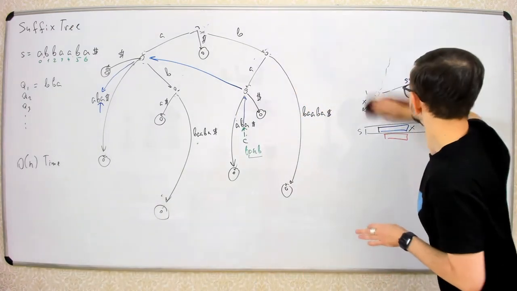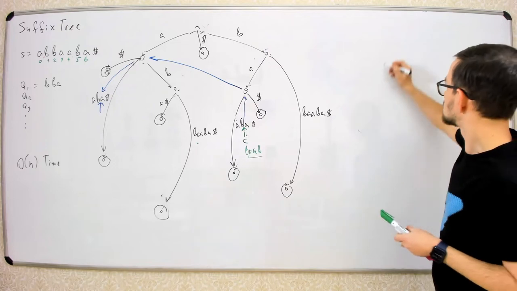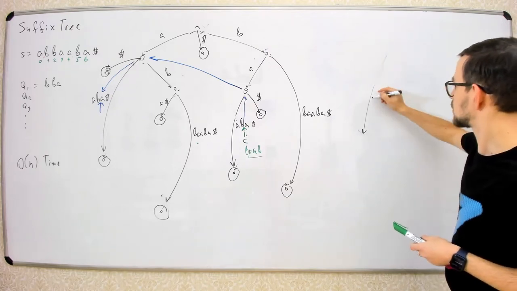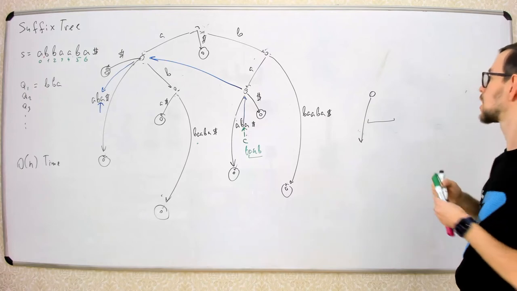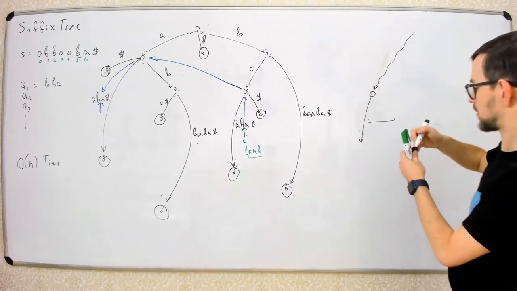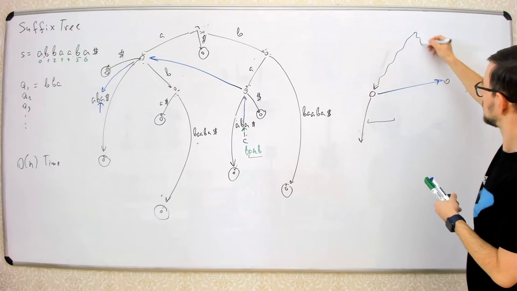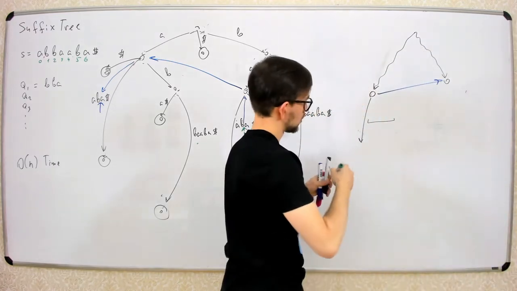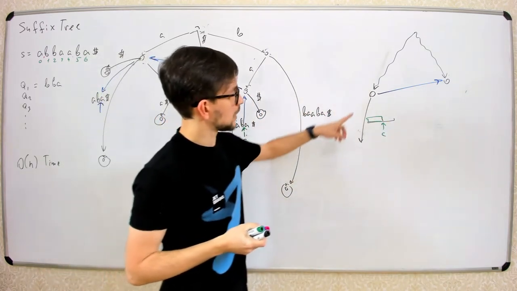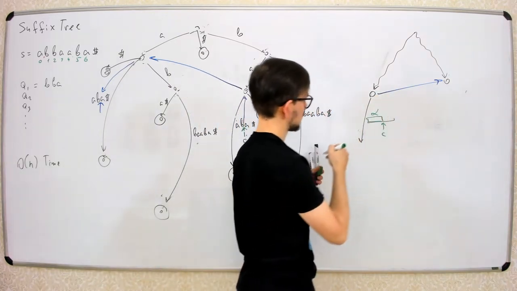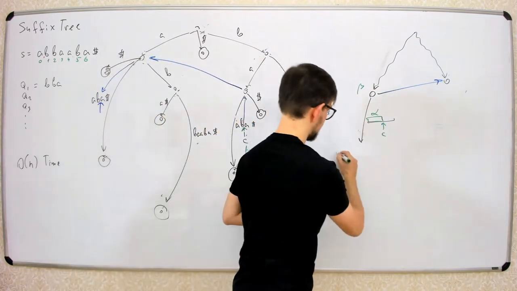Let me write it here. So we have the edge, we have some string on this edge, and we have some path here, we have the suffix link here, we have this position. So let's say this is our current position. Let's say this string is alpha and this string is beta. So our current state is alpha, beta alpha like this.